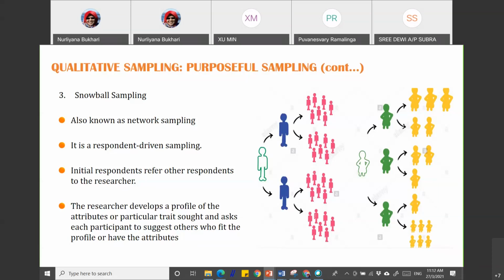Also known as network sampling, it is respondent driven. One respondent leads to another, and it's more like, so much MLM, multi-level marketing. I hate to say this, but yeah, it is. It is respondent driven sampling. Initial respondents refer other respondents, and so on. The researcher develops a profile of the attributes. You mean, okay, who actually joins and who can suggest others.